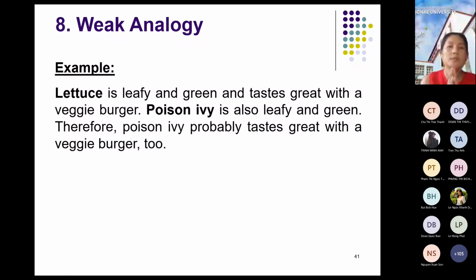So at first we could see that even though we can point out the similarities between these 2 objects, they are not comparable at first. Therefore, if you continue to do this kind of comparison, it is actually a very weak analogy argument. That is the fallacy. Okay, that is the example.